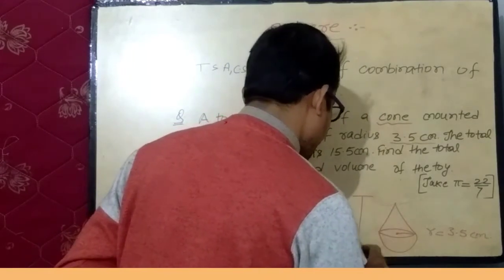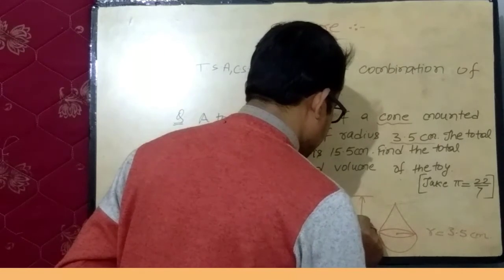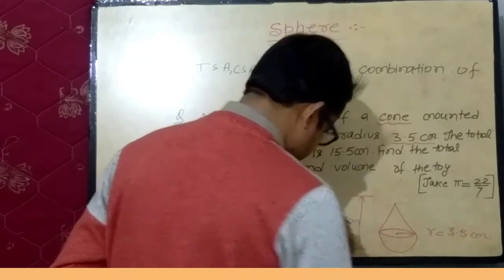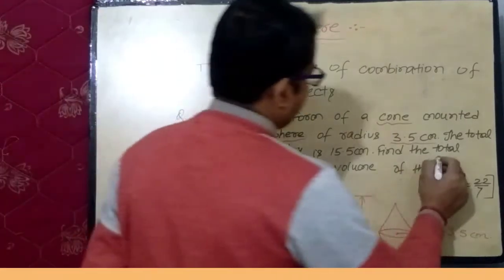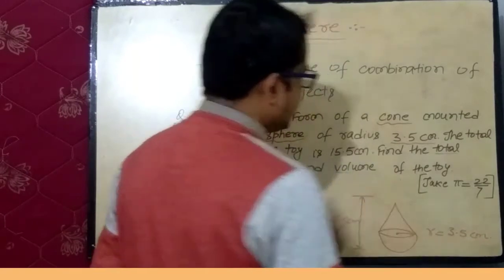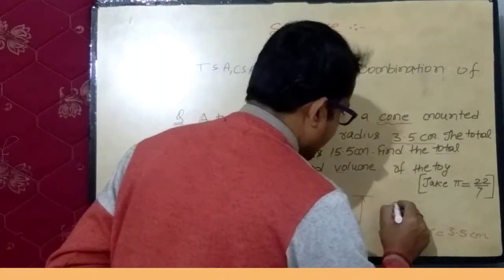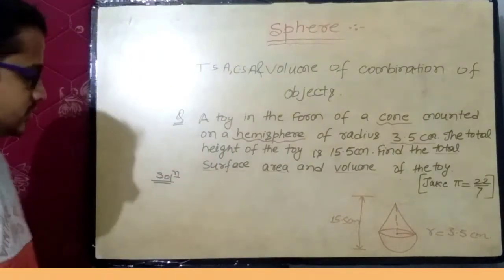Suppose this is the total height of this toy, which is 15.5 centimeter. Now we have to calculate the total surface area and volume of the toy.